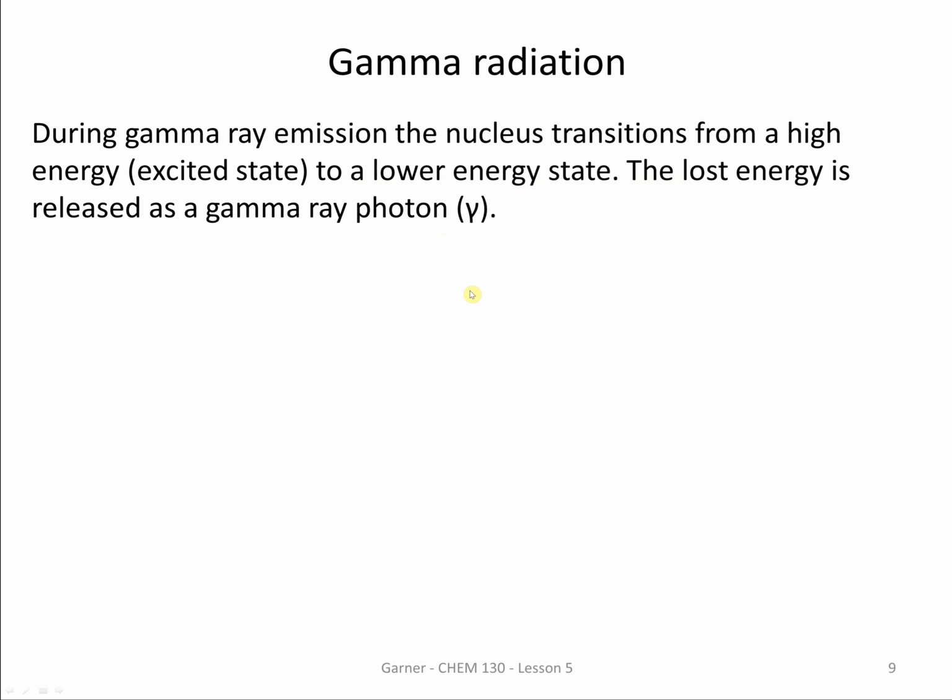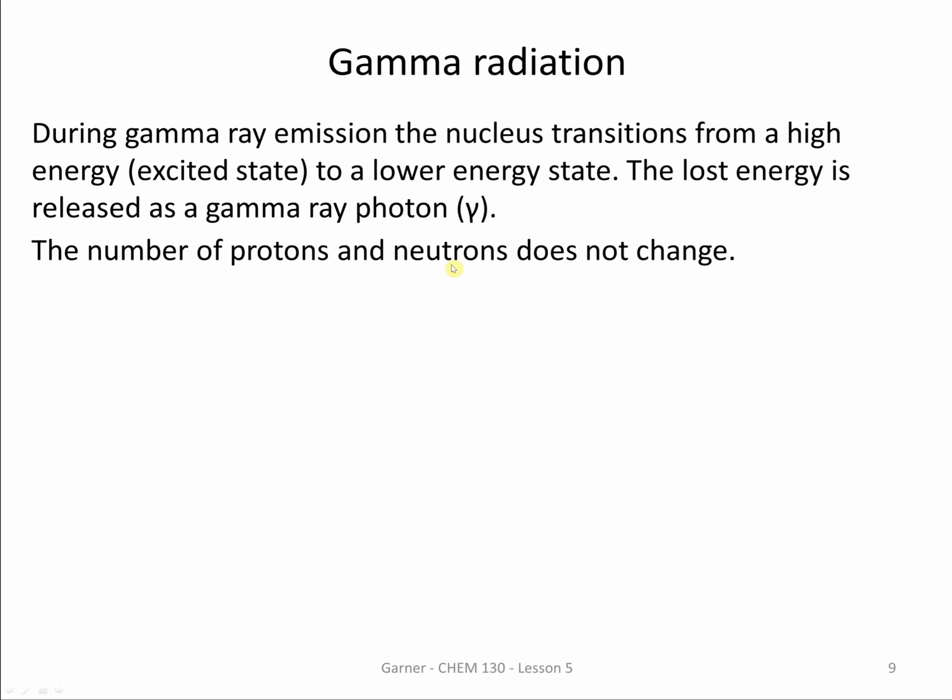And as we've seen already, gamma rays are a region of the electromagnetic spectrum. So this is essentially a photon of light, a really high energy photon of light. The number of protons and neutrons in the atom don't necessarily change. So during just straight gamma emission, the number of protons and neutrons remain the same in the parent nucleus. So the identity and the mass number of the element do not change during gamma radiation.